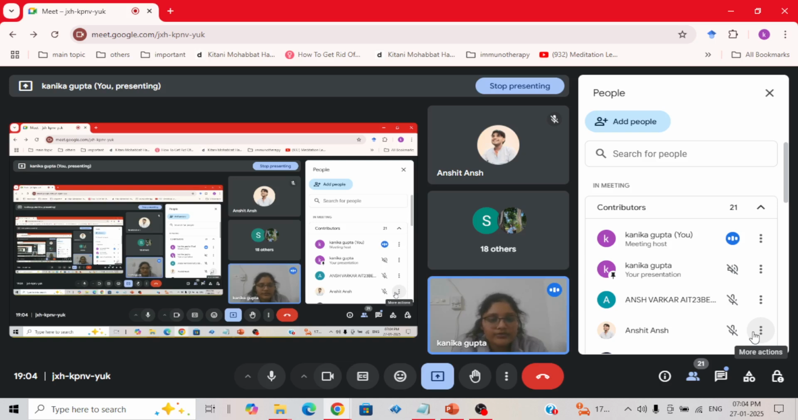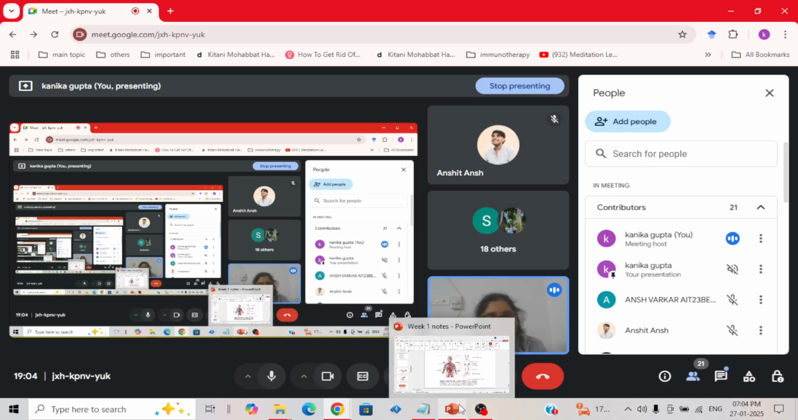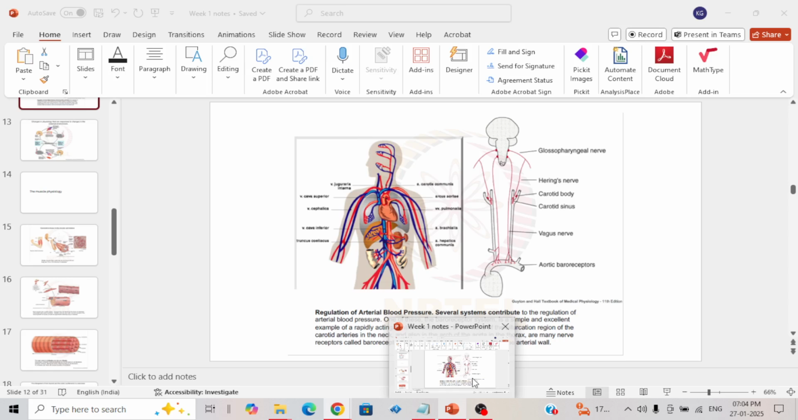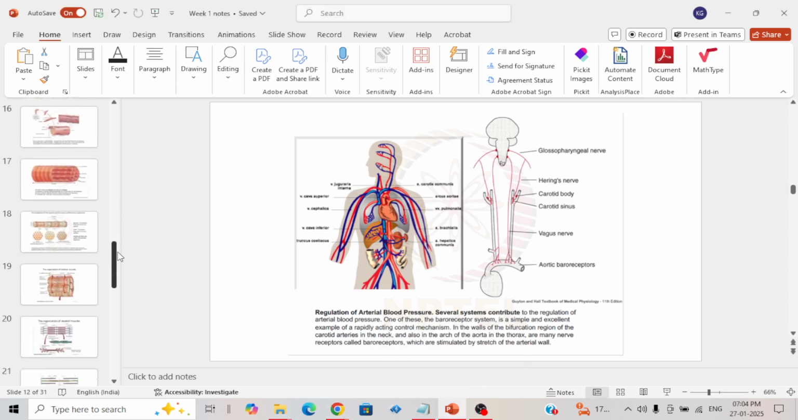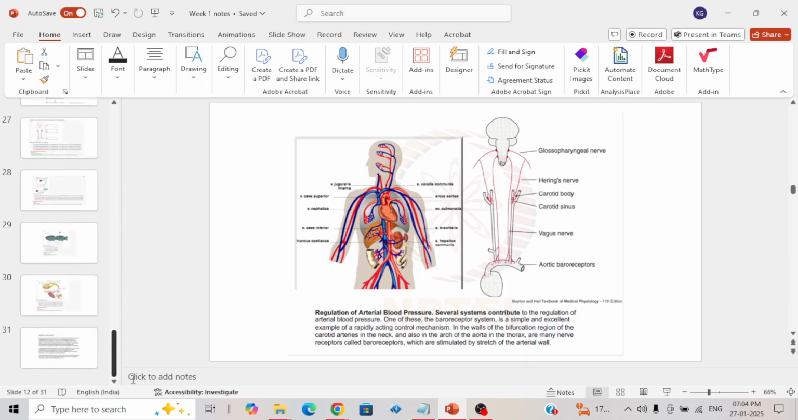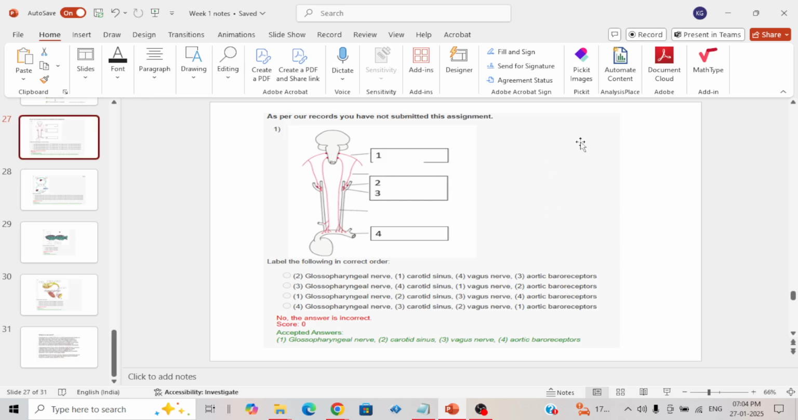Any more questions? First, let's solve the assignment. If anyone was having a problem in solving the assignment, I'll just go through it quickly so that we can clear the confusion. The first question was this. This was the structure given to you, and you were supposed to mark this.